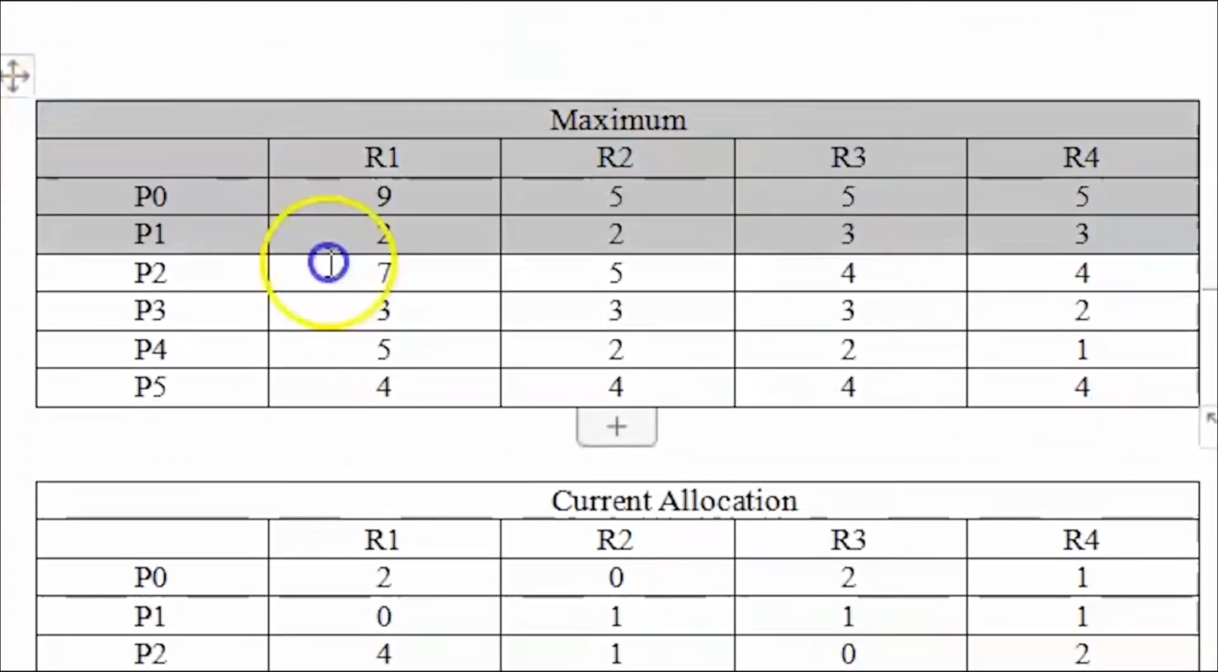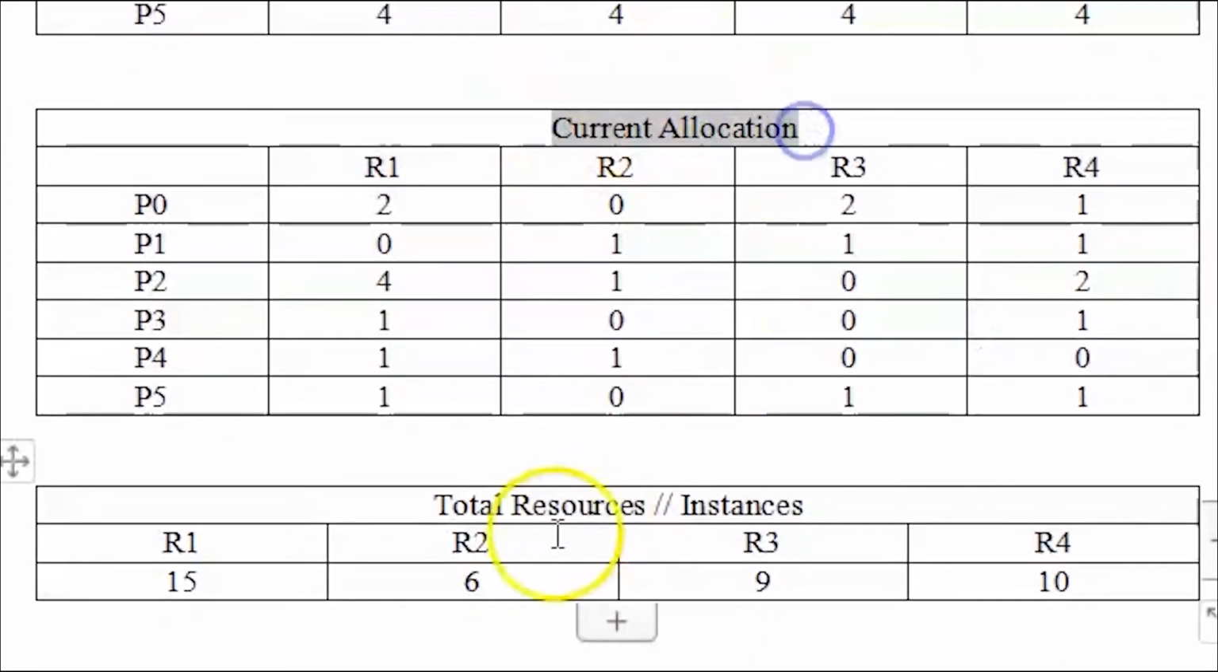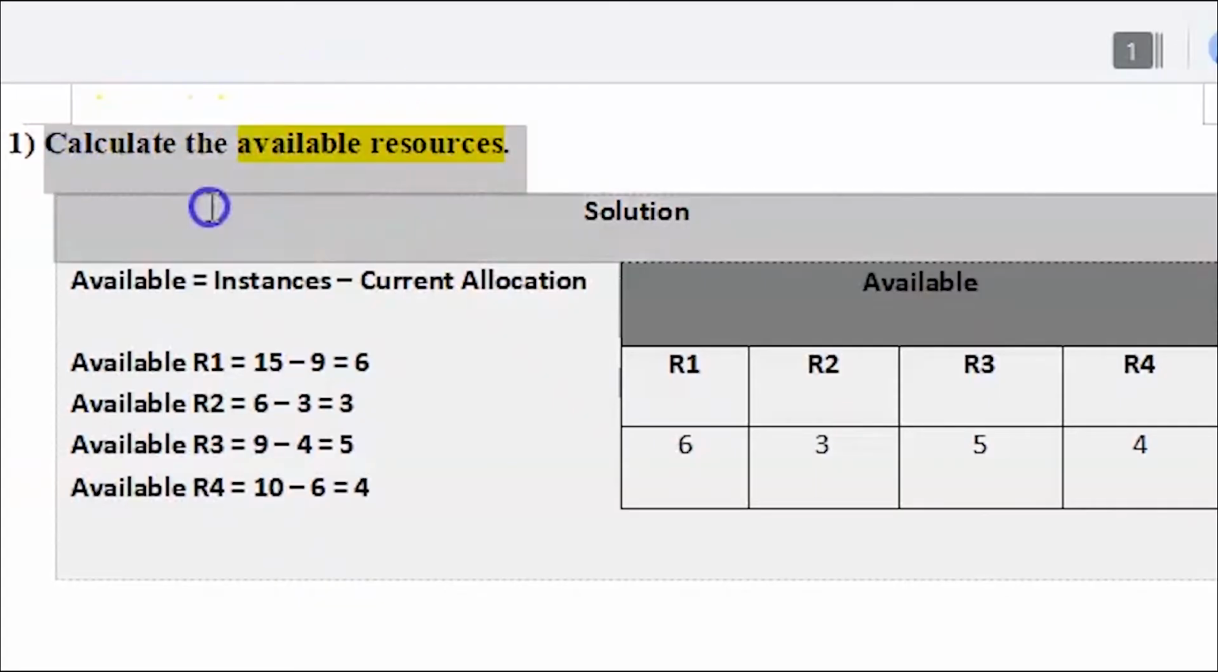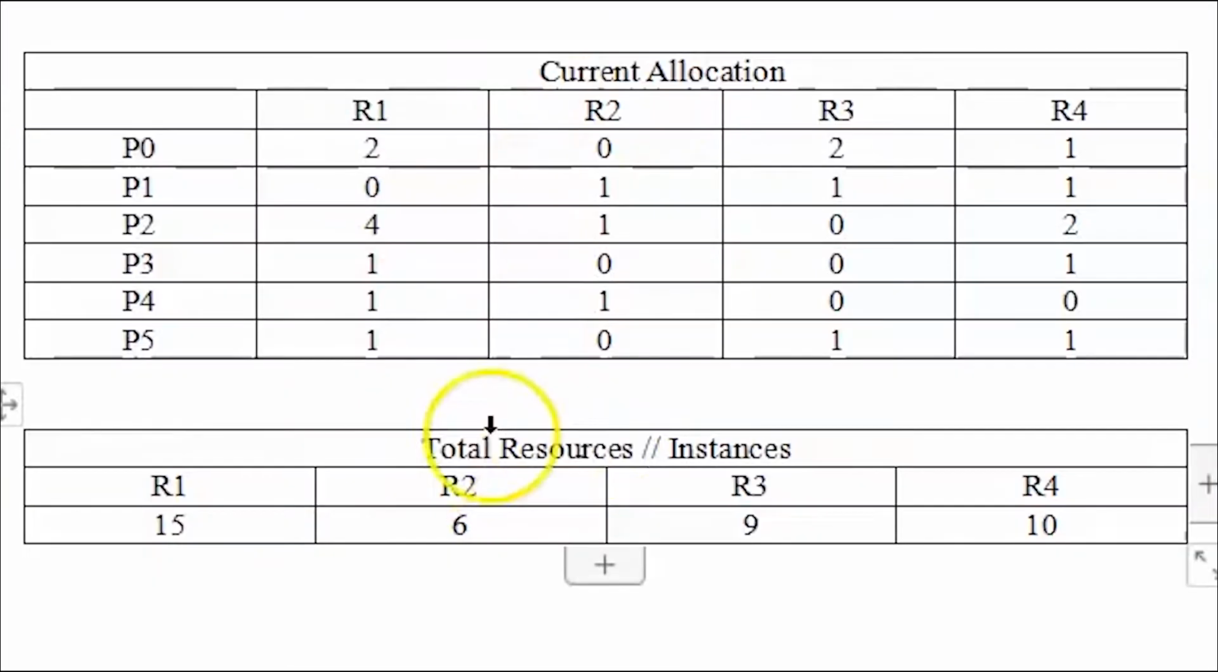This is the table that has been provided for the question, with the maximum, the current allocation, and the total resources or instances. So how do you calculate the available resources? You take the instances minus the current allocation. The total instances are R1 is 15, R2 is 6, R3 is 9, and R4 is 10. For the current allocation, there are P0 to P5 for each of R1, R2, R3, and R4.